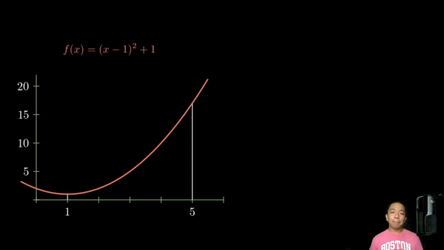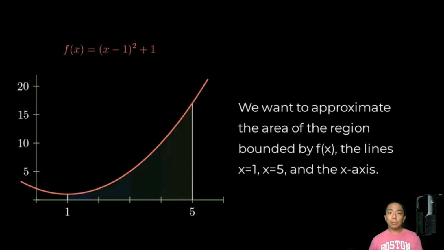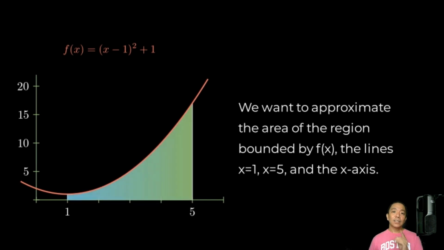Tapos, gusto kong mahanap yung exact area nung region bounded by x equals 1, x equals 5, our function, and the x-axis. Wala tayong formula para i-compute yung exact area niya. So at this point, we'll just have to settle for an approximation. So let's say we want to approximate the area of the region bounded by f of x, the lines x equals 1 and x equals 5, and the x-axis. So that region is given by the shaded area, yung kulay green. Gusto nating mahanap yung area niya. Again, wala tayong formula, so we'll just use approximation methods.